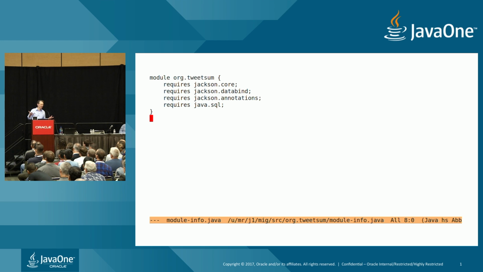But in this case, it's not quite totally internal because, as the author of the tweetsum module, I know I'm using Jackson data binding. It's okay for Jackson data binding to access the guts of my internal class. I actually want it to do that. Now what I could do is exports, I could try exports org.tweetsum. Try to export that package. That might work, but I'm sorry, actually that won't work.